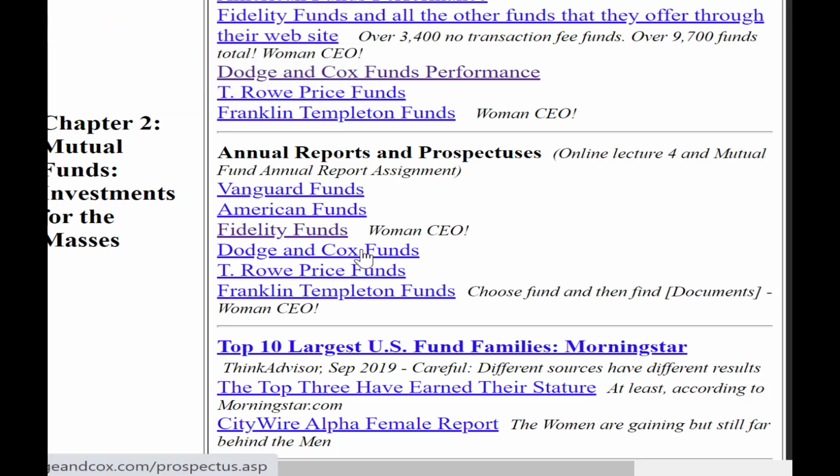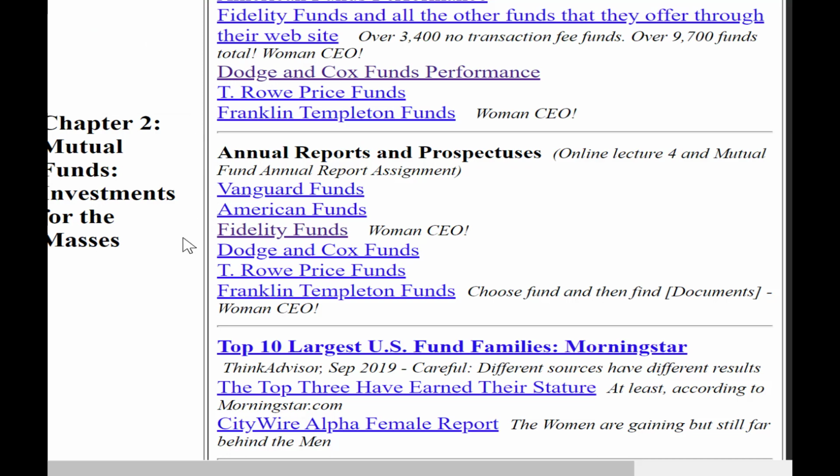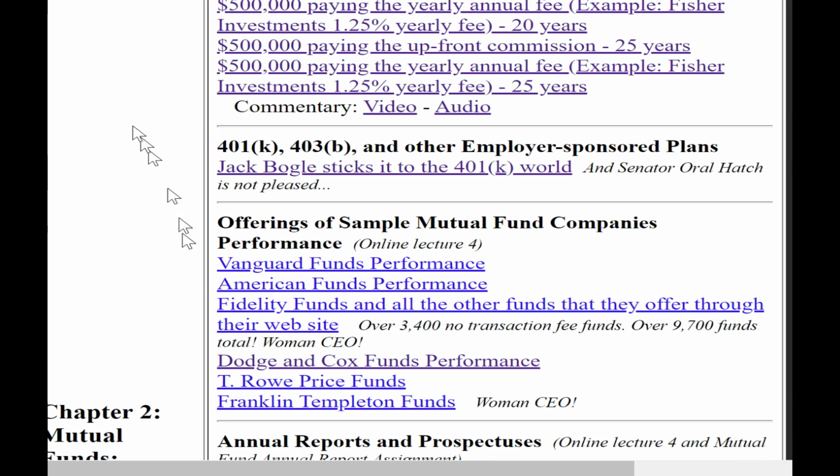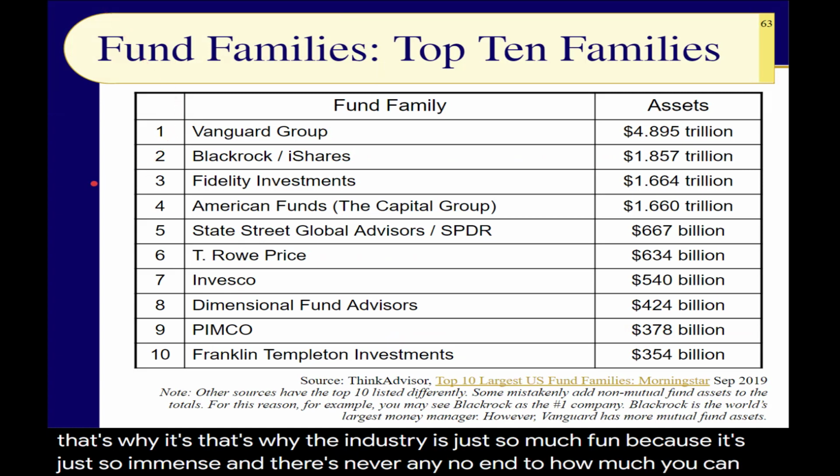And that's why I really like Dodge and Cox. Dodge and Cox says, hey, we've got six or seven. That's all you need. And they don't even have a money market fund. They're like, yeah, you've got your bank, that's good enough, you don't need us. So everybody, that's why the industry is just so much fun, because it's so immense and there's no end to how much you can learn.